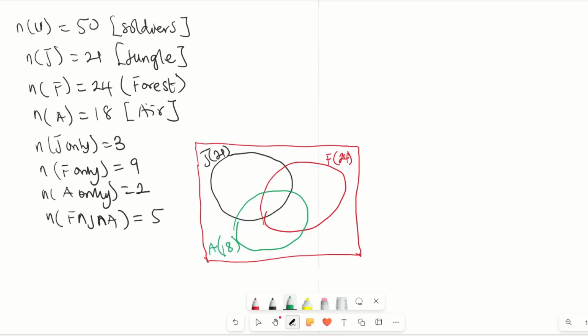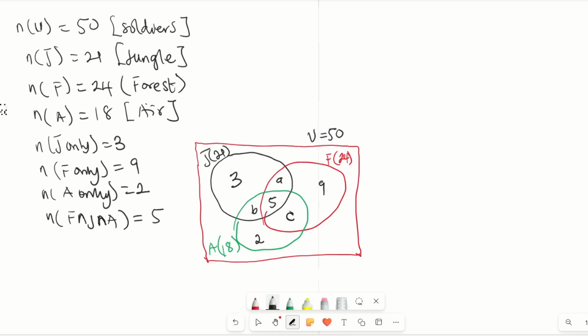So that is air. All 3 is 5, so that is here. And then we have jungle only being 3, forest only being 9, and air only being 2. So we can represent the spaces by, let's say, A, B, and C. Now the universal set here is 50.